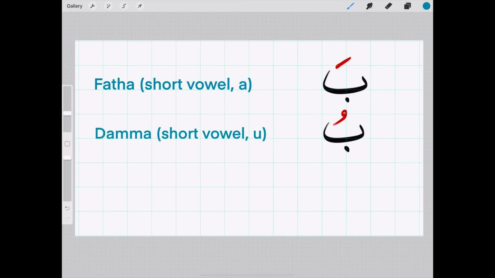The next short vowel is called dhamma. For simplicity, it could be looked as a short U letter attached to the Arabic letter. So here the ba letter has this shape which is called dhamma. It is on top of the letter, and the pronunciation of the letter would be bu. So the first line with the fatha, you pronounce the letter as ba. The second line with the dhamma, you pronounce the letter as bu.